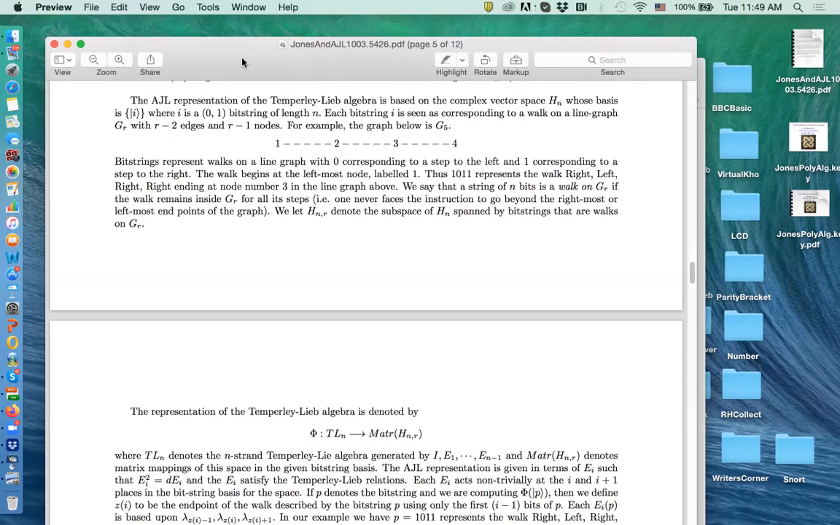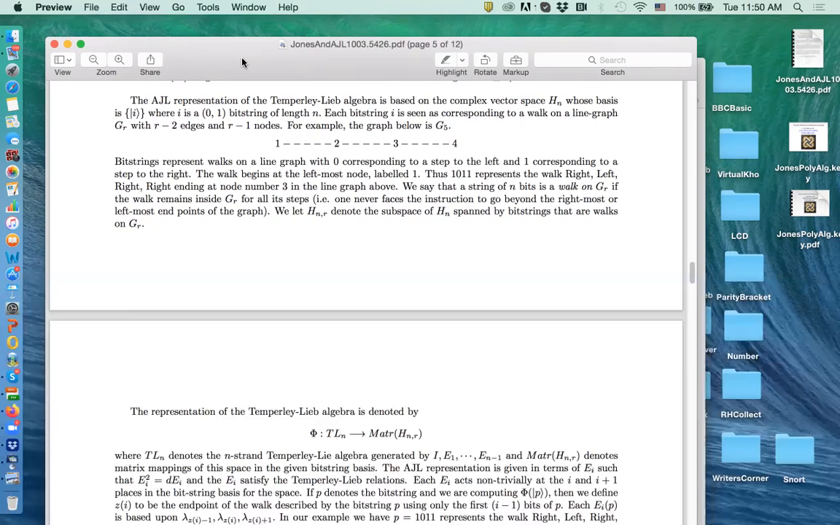So for example, here is G_5, and a walk on G_5 is a walk. So 1, 0, 1, 1, for example, means first you walk from 1 to 2, then you walk back to 1, 0 means go backwards. Then you walk forward to 2, and then you walk forward to 3. And the right end node is 3 in this walk.